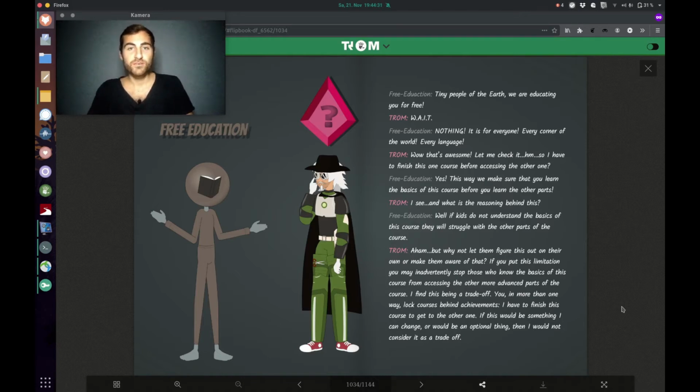And the TROM superhero is like, but why not let them figure this out by themselves or make them aware of that? If you put this limitation, you may inadvertently stop those who know the basics of this course from accessing the other more advanced parts of the course. I find this being a trade-off. You, in more than one way, lock courses behind achievements. I have to finish this course to get the other one. If this would be something I can change or would be an optional thing, then I would not consider this as a trade-off.